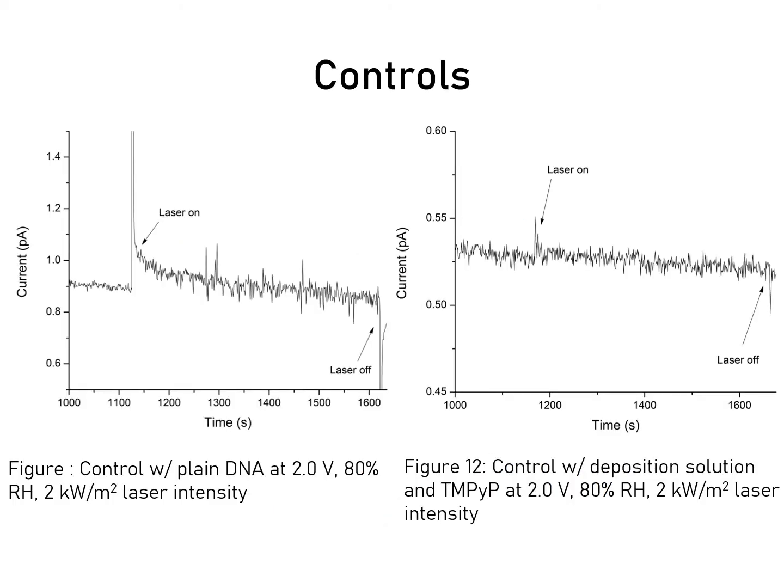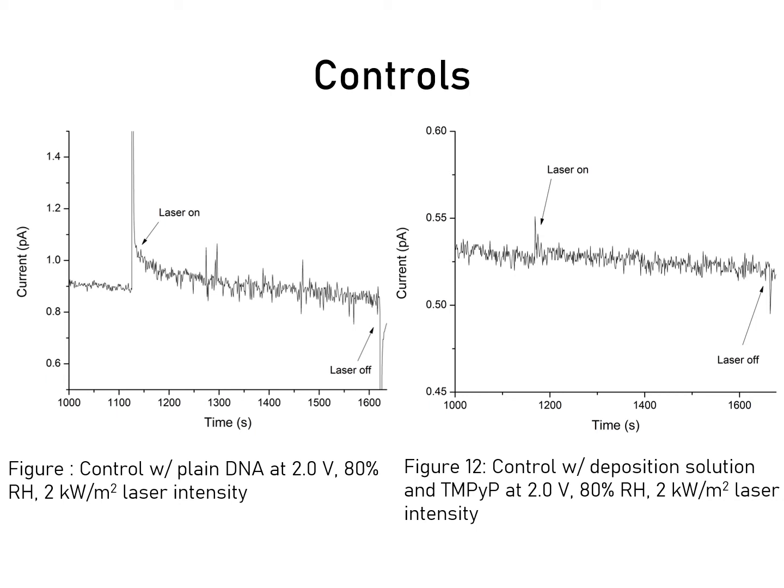We ran a few control experiments to verify that this behavior really was unique to the DNA-Porphyrin complexes. The first experiment simply had plain DNA laid across the electrodes without the porphyrin intercalated. This was at 80% humidity. The results seen on the left show that there's no significant change in conductivity with the laser.